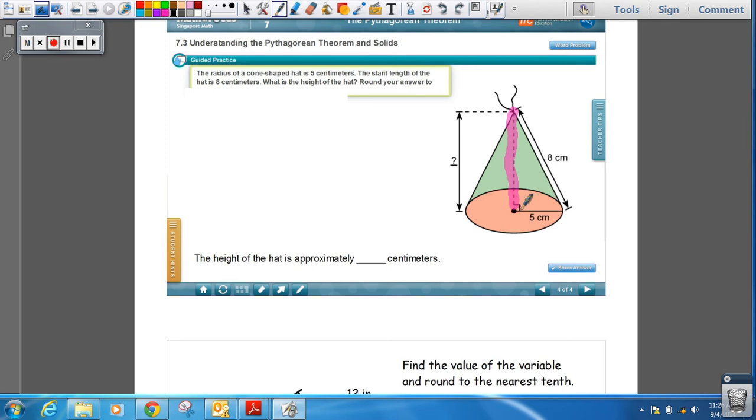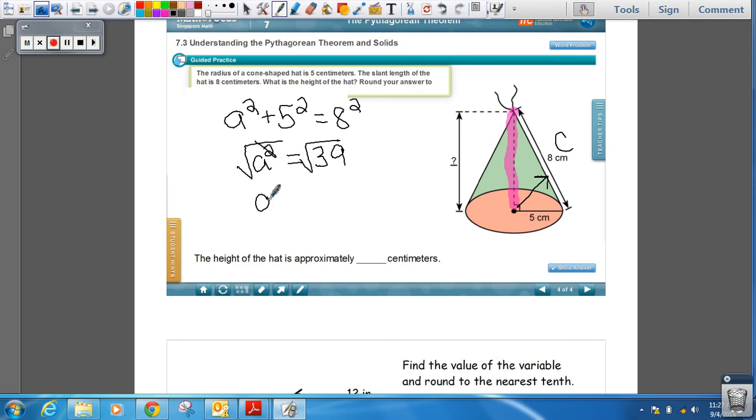Again, always locate your hypotenuse, across from the 90-degree angle is your C. So we have A squared plus 5 squared is equal to 8 squared. To solve this equation, we subtract 5 squared. So 8 squared minus 5 squared gives us 39. The opposite of squaring is to take the square root. So we end up with A is equal to the square root of 39, which is approximately 6.2 centimeters.